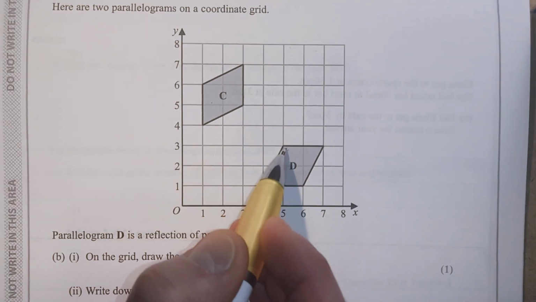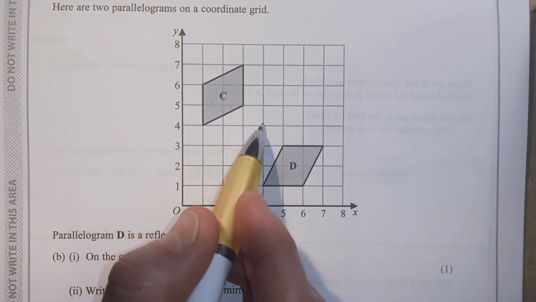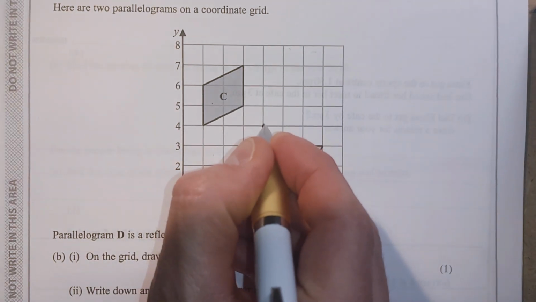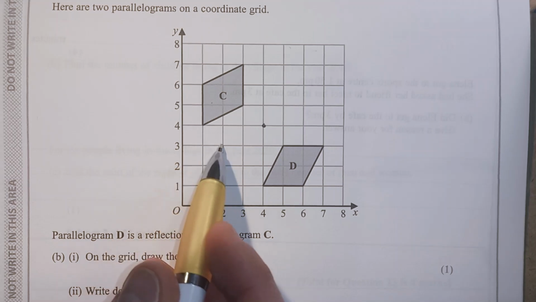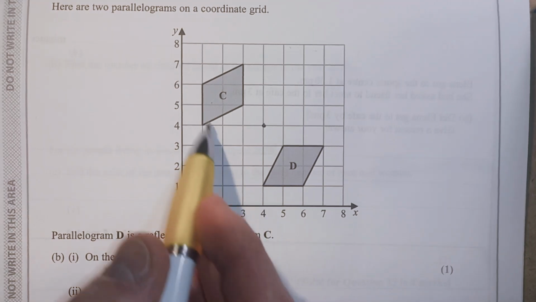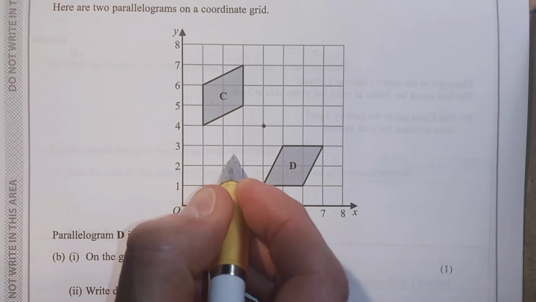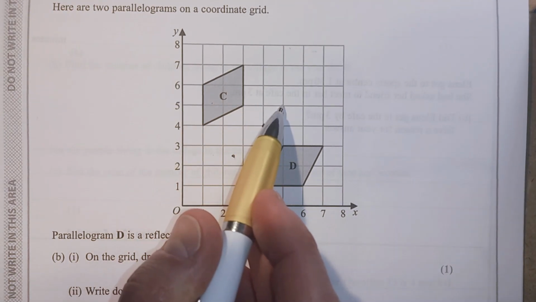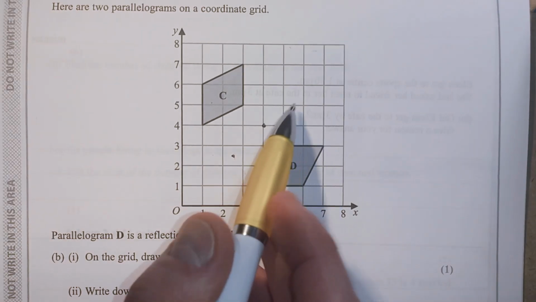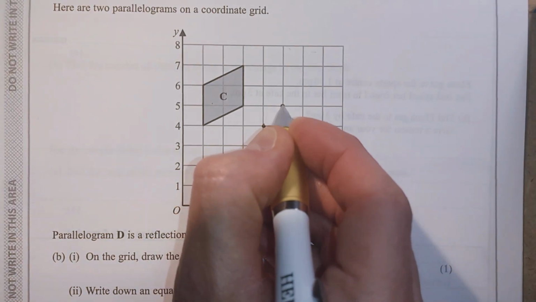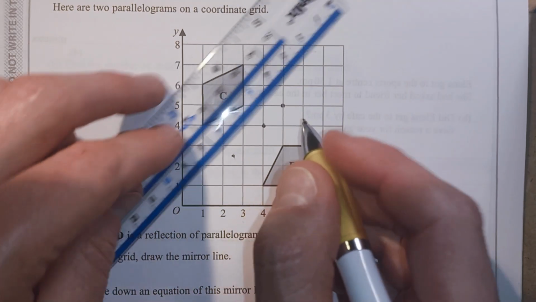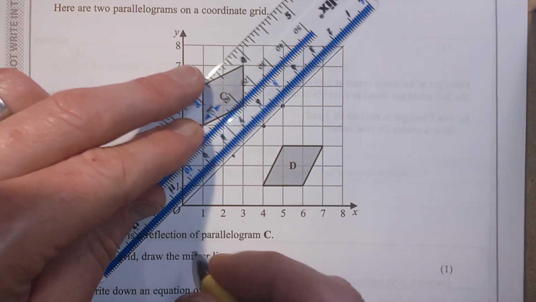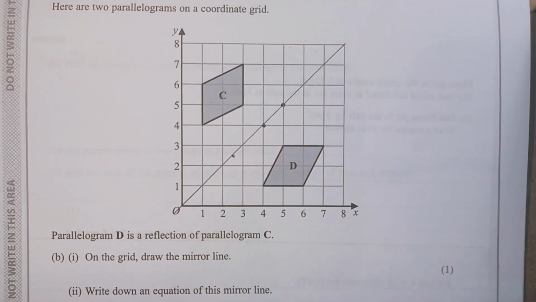So if I look at these 2 points, we've got essentially 2 squares between them on the diagonal. So halfway would be there. If we look here, we've got 1, 2, 3 squares on the diagonal. So halfway would be halfway between that square. And if we do it up here as well, we've got 1, 2, 3, 4 squares. So halfway would be here too. So all I need to do is connect these dots. So that's the mirror line.